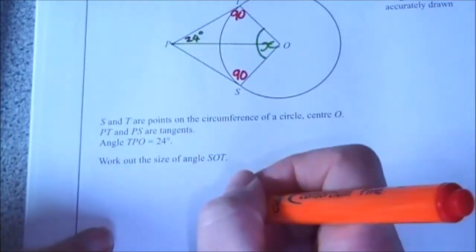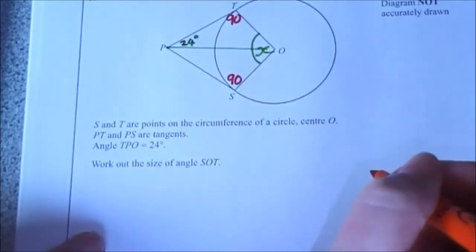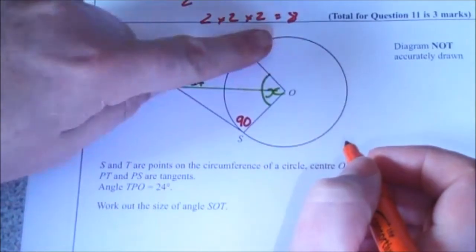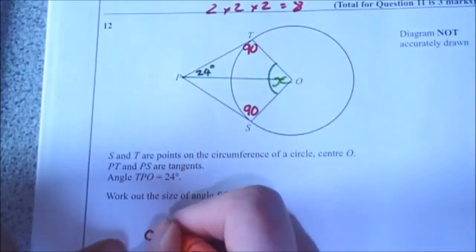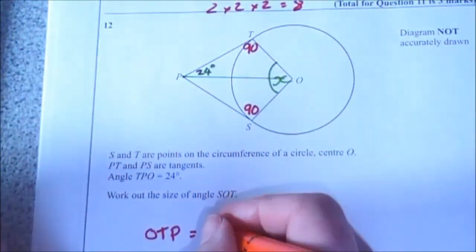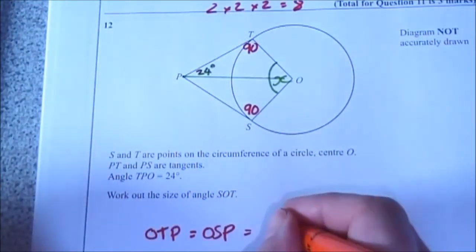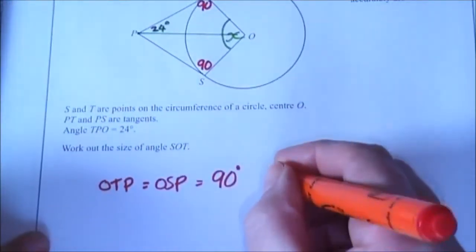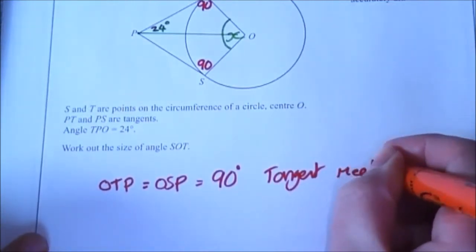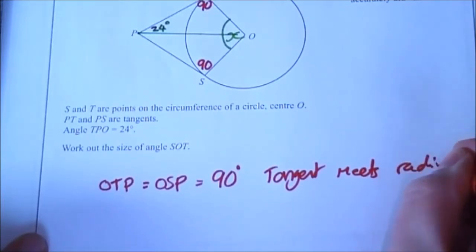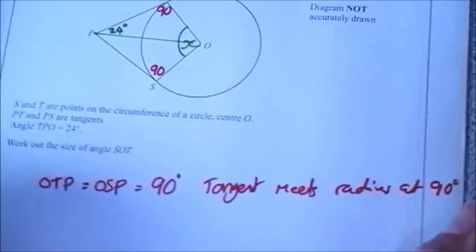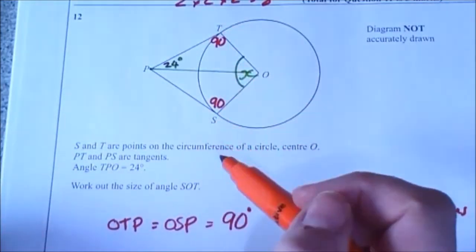And whilst the question doesn't ask for you to give reasons, generally you do have to give them. So I'll give the reason that angle OTP is equal to angle OSP, and that's equal to 90 degrees because a tangent meets a radius at 90 degrees. Okay, so I know those two are 90.